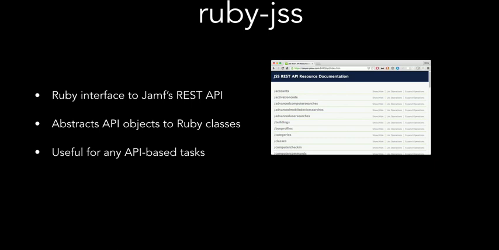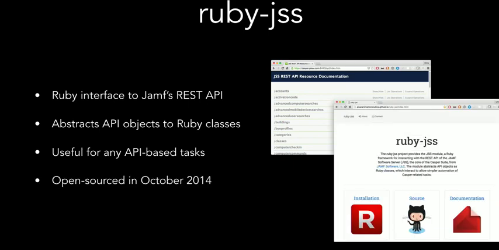It's useful for any kind of API-based tasks. We use it daily for any automation of Jamf that you can think of that you can do through the API. In fact, Ruby has an interactive shell-like interpreter, and you can just start it up, load in the library, and then basically you have a shell to the JSS, and I do that all the time.